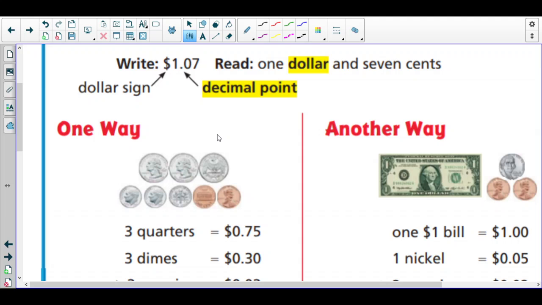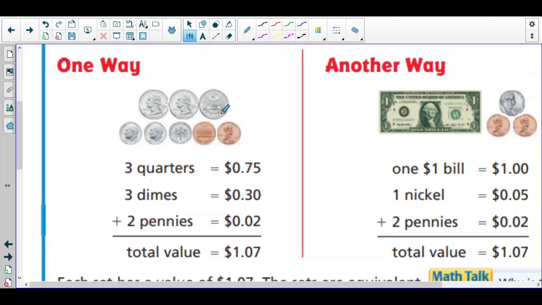$1.07. All right, so right here we have 3 quarters, 3 dimes, and 2 pennies. So here would be 25, 50, 75, 85, 95, 105, 106, 107. So we have 107 cents. Well, remember, anything over 100 can be brought over to a dollar. So we have $1.07.